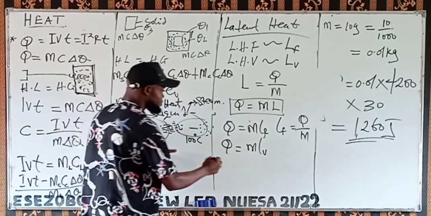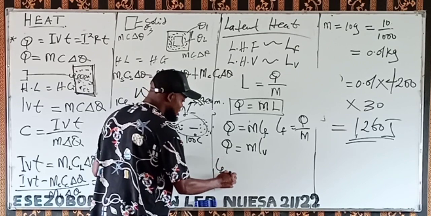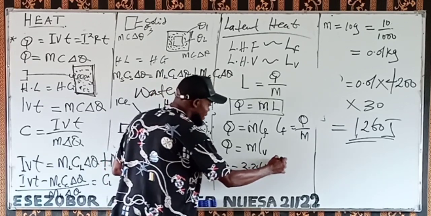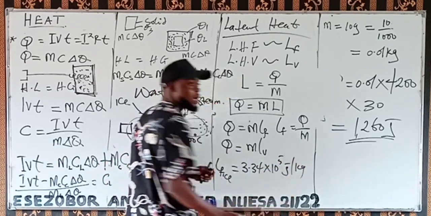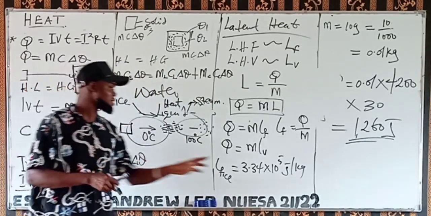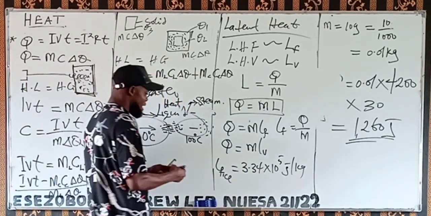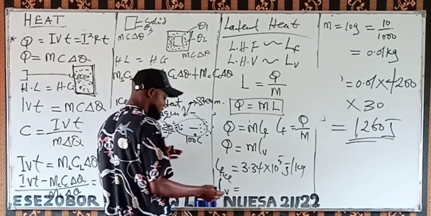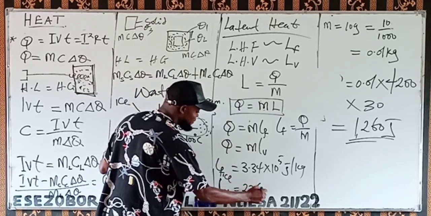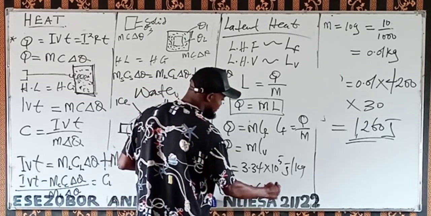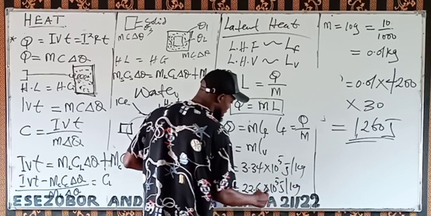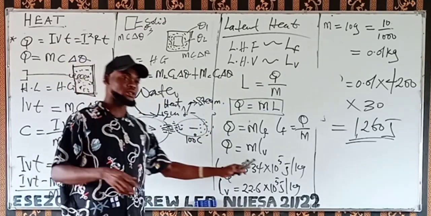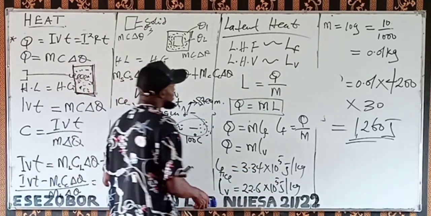Now, the latent heat of fusion for ice is approximately 3.34 times 10 to the power 5 joules per kilogram. The unit of latent heat is joules per kilogram. Take note of that. Then the latent heat of vaporization for boiling water or steam is 2.26 times 10 to the power 6 joules per kilogram. Please also check to see if we are already in order.